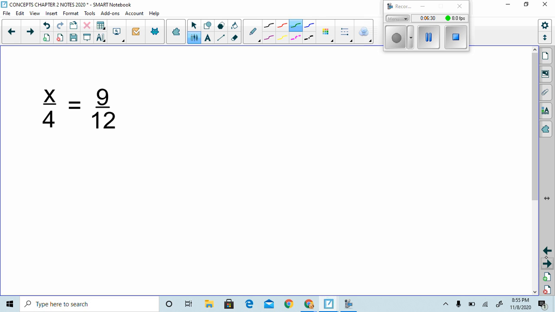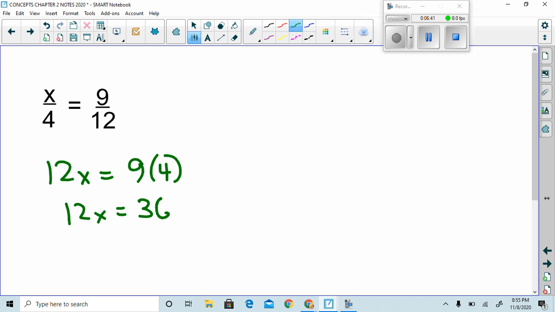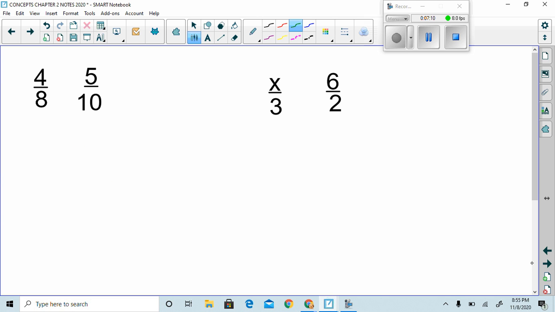Again, cross multiply, cross products. 12 times x is equal to 9 times 4. I have 12x is equal to 36, and x is equal to 3. Sometimes you'll be able to recognize that from here to here is times 3, or in this case, if I divide by 3 and go back in that direction, divide by 3 again, and 9 divided by 3 gives me 3. You notice, because they're equal, that sometimes you can use what you know about equivalent fractions in order to solve these. Sometimes there's that common element that you could probably look at and decide on your own.